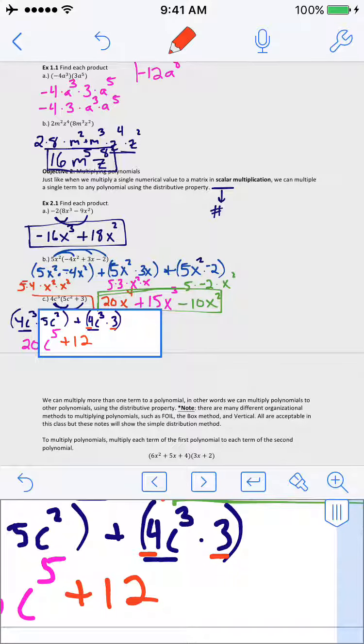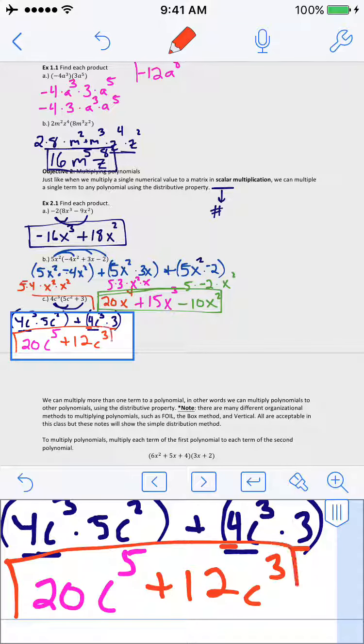plus 12. And since I don't have any more c's, I'll just tack on the c cubed that I have. I get 20c to the 5th plus 12c cubed is my answer.